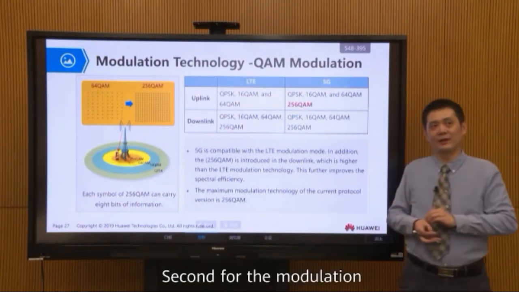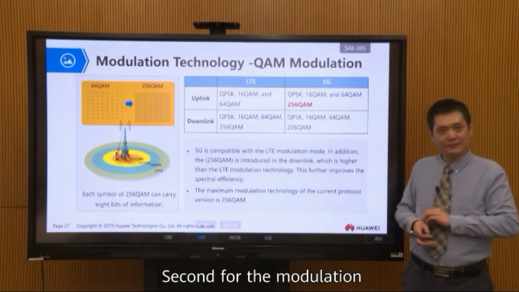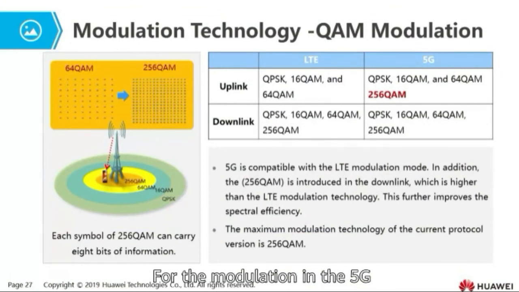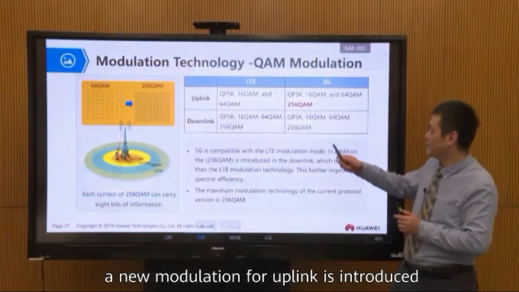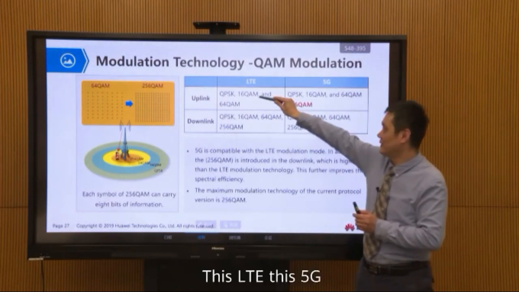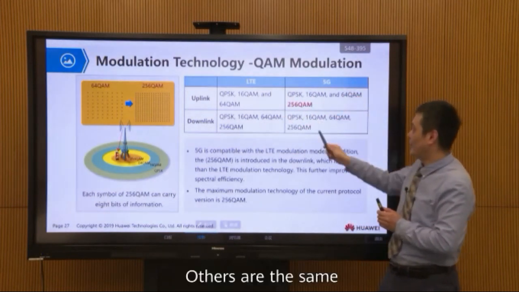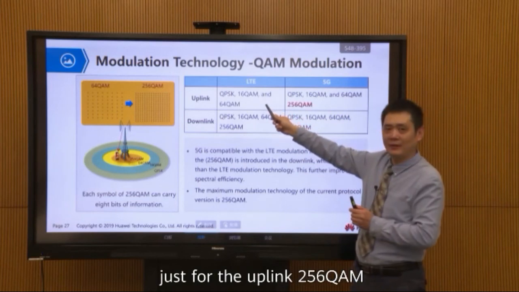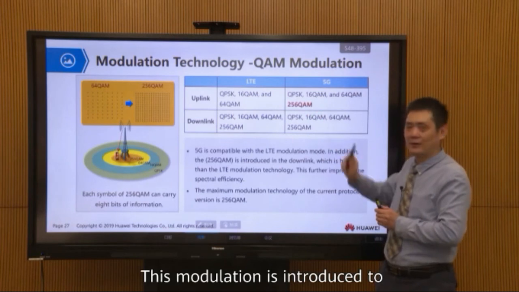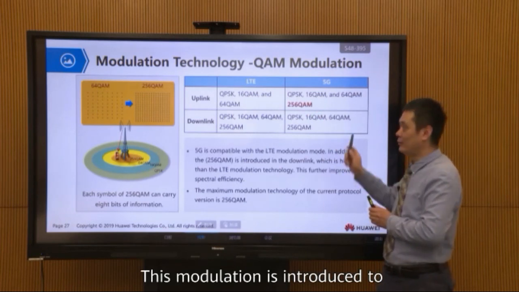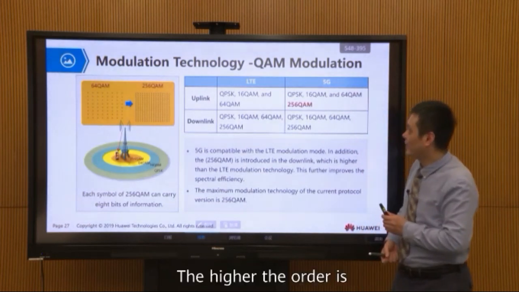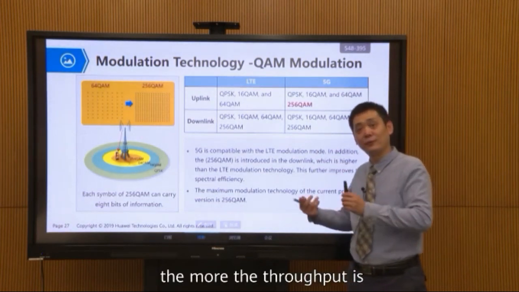Second, the modulation. For the modulation in 5G, a new modulation for uplink is introduced. Is this one? This is for LTE. This is for 5G. Others are the same. Just for the uplink, 256 QAM. This modulation is introduced to provide more throughput. The higher the order is, the more the throughput is, right?